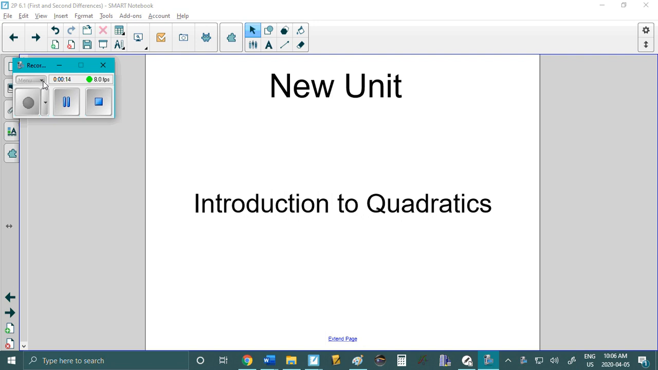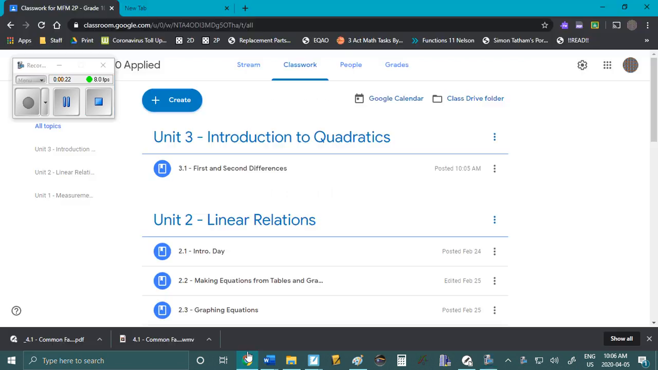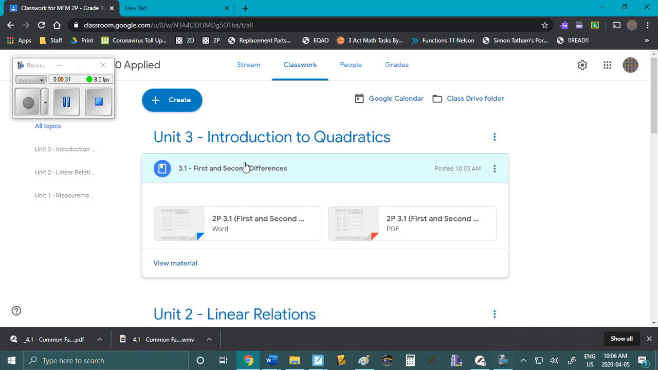So the first thing I'm going to tell you is whenever I do post one of these, I will beforehand post the handouts, or at the same time post the handouts in the classroom. So right now, if you go to our classroom and click on first and second differences, you'll see the handout is there twice. It's there as a Word document, and it's also there as a PDF.